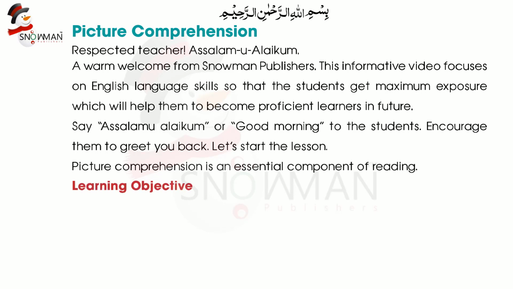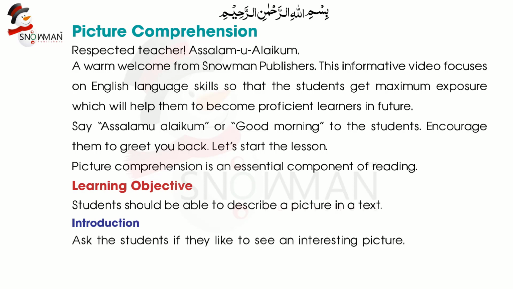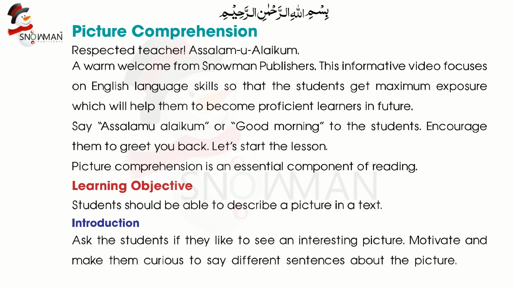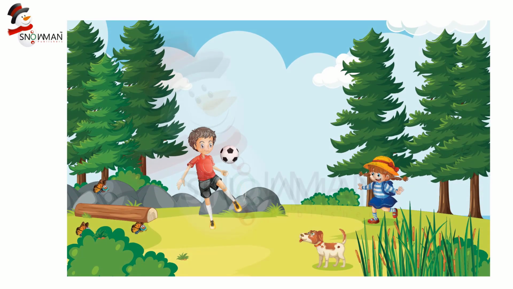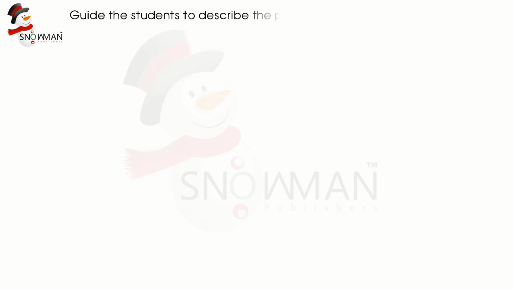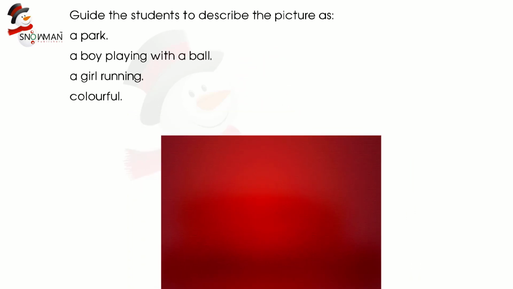Learning objective. Students should be able to describe a picture in a text. Introduction. Ask the students if they like to see an interesting picture. Motivate and make them curious to say different sentences about the picture. Now show the picture and ask them what they see in the picture. Guide the students to describe the picture as a park, a boy playing with the ball, a girl running, colorful.